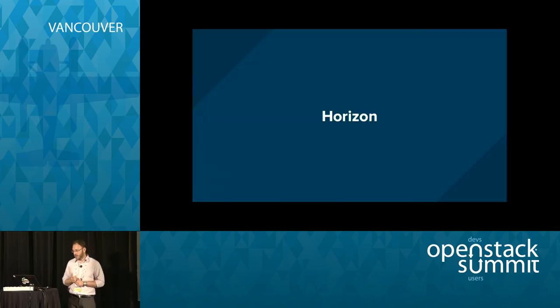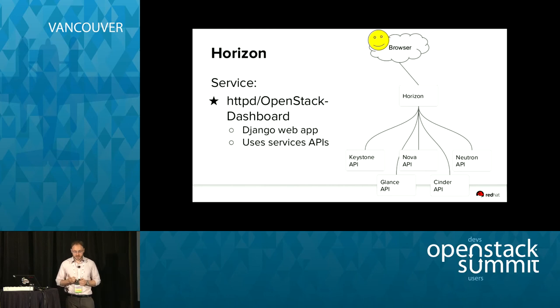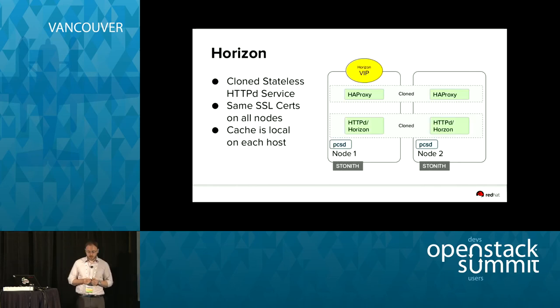So, going back to Horizon, one of our simplest services. Horizon uses all the APIs to display its data and to make any changes in the environment. It makes direct API calls to all the services, and it's as simple as Keystone, actually, from the architectural perspective: a simple Django application making the API calls under Apache HTTPD. So again, we have a rather simple active-active Pacemaker configuration with HAProxy configured.